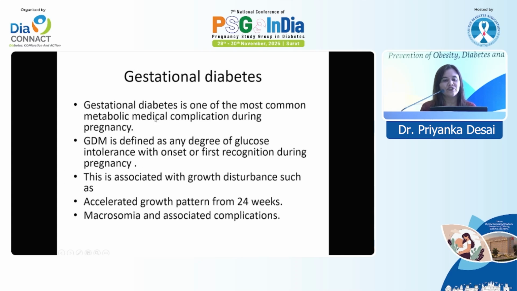So moving on to gestational diabetes. Gestational diabetes is one of the most common metabolic medical complications seen, and GDM is defined as any degree of glucose intolerance with onset or first recognition during pregnancy. There is associated growth disturbance like accelerated growth pattern, which is seen from 24 weeks onwards, and macrosomia with associated complications.